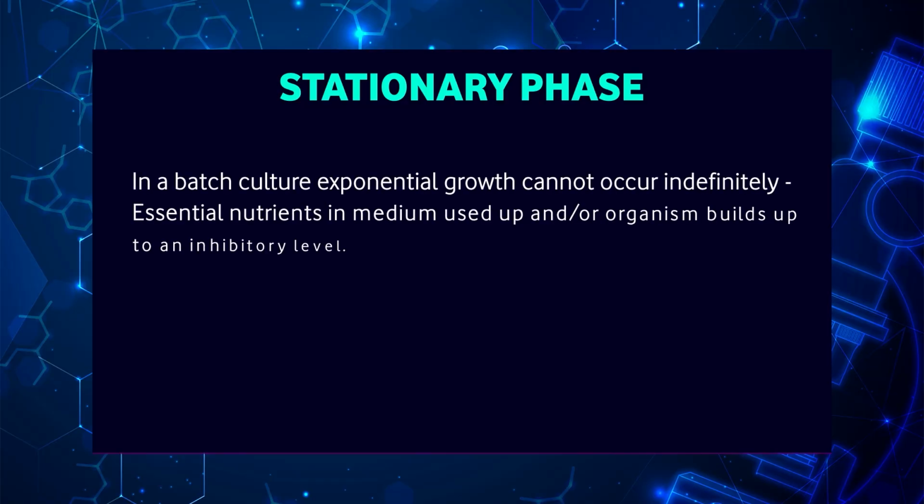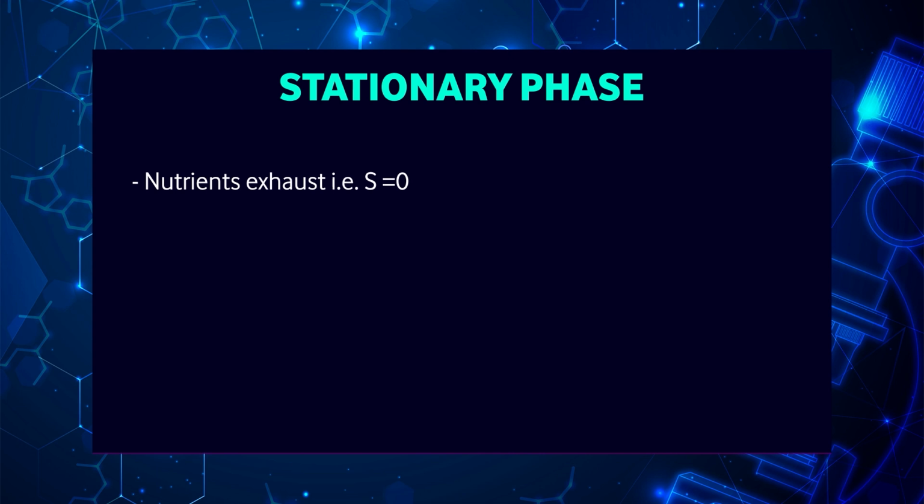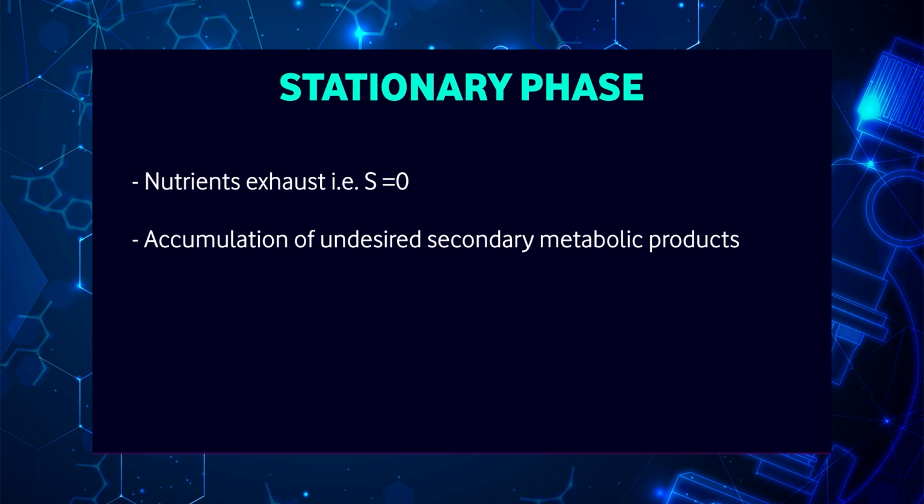In the stationary phase of batch culture, after the exponential phase, essential nutrients in the medium are used up and inhibitory products of the organism build up to inhibitory level. Exponential growth ceases and the stationary phase is reached. In the stationary phase, there is no net increase or decrease in the cell numbers. So in the stationary phase, S is equal to 0, the substrate becomes 0, there is accumulation of desired secondary metabolite, the growth rate becomes equal to the death rate, and there is no net growth.